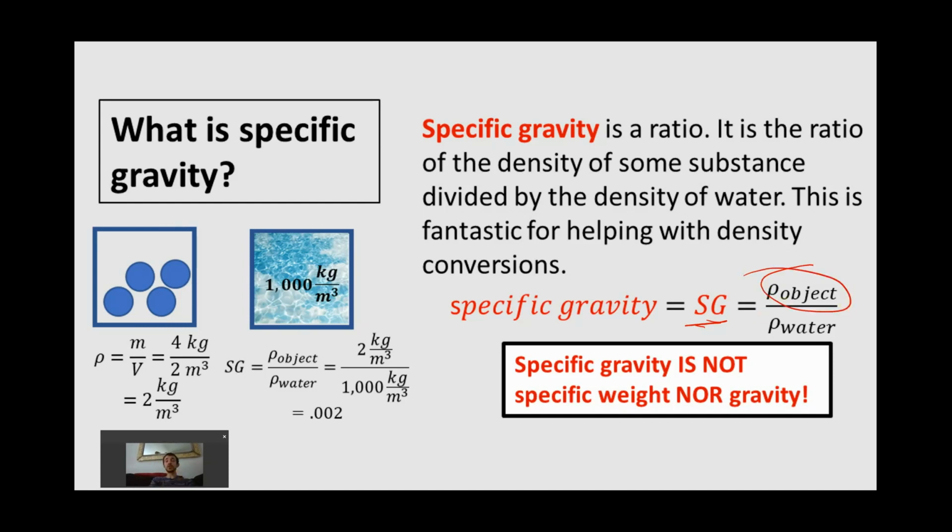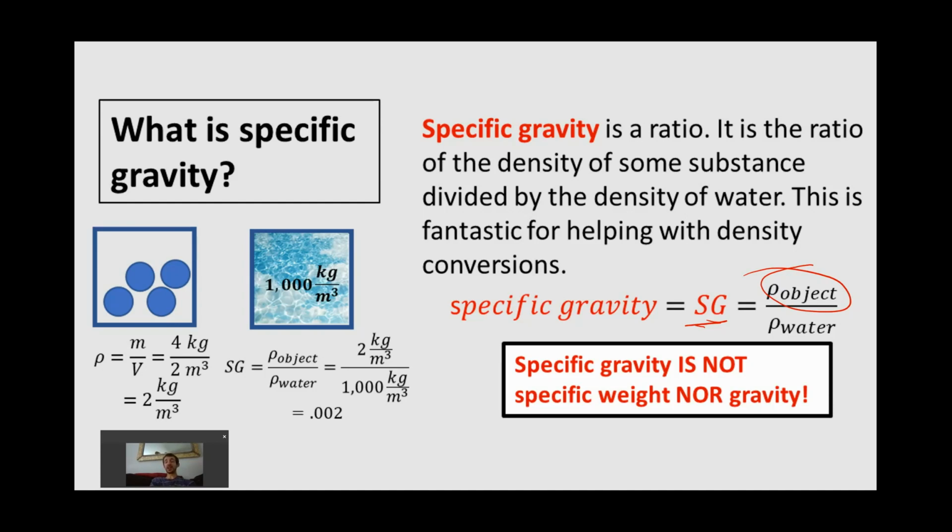By and large, you will use this to calculate the density of some object. They will give you the specific gravity, and then you will calculate the density of the object using that. It's also absolutely fantastic for density conversions, as we're going to learn next time. Okay, so how does it work?